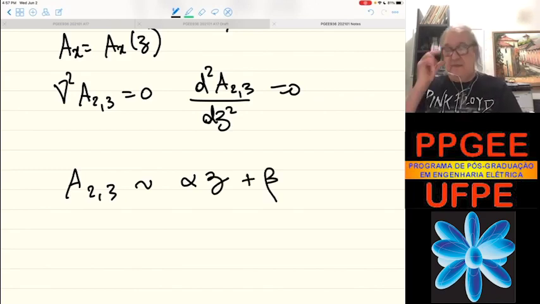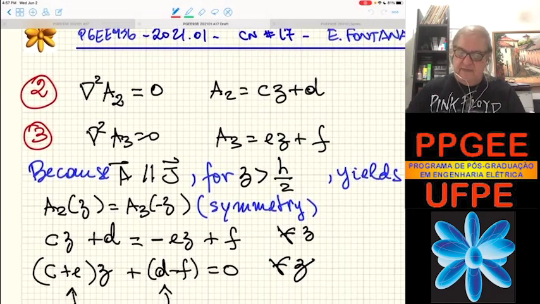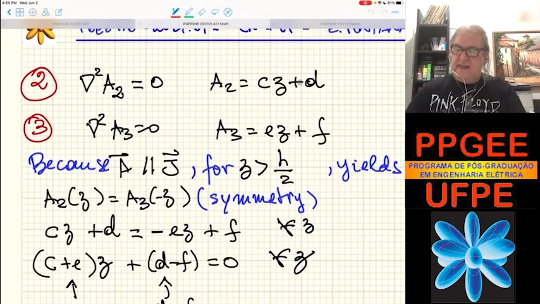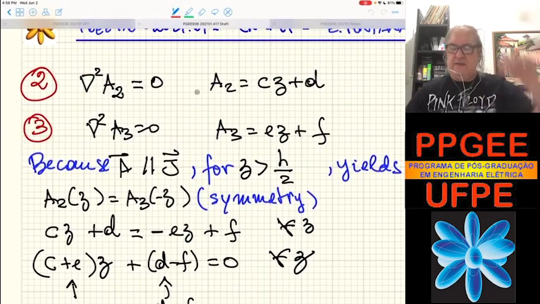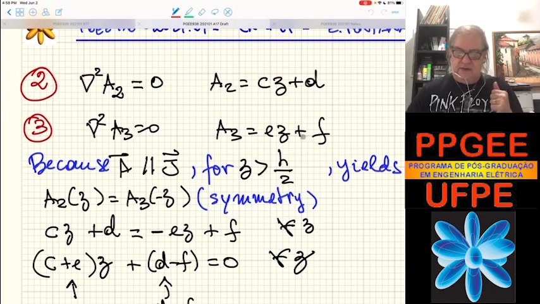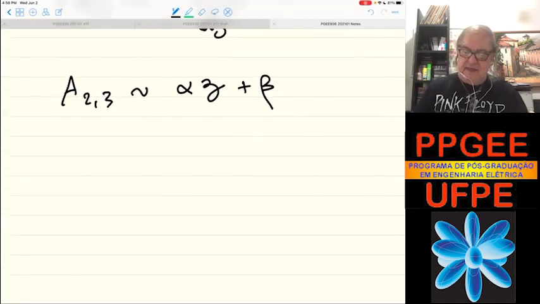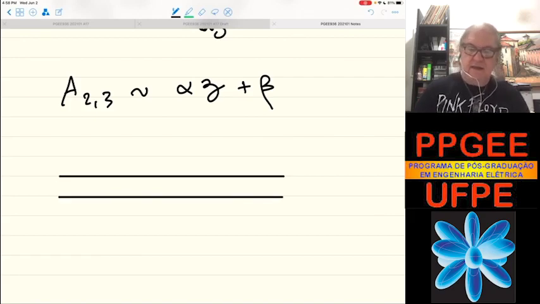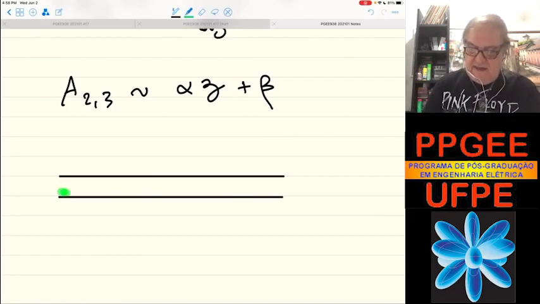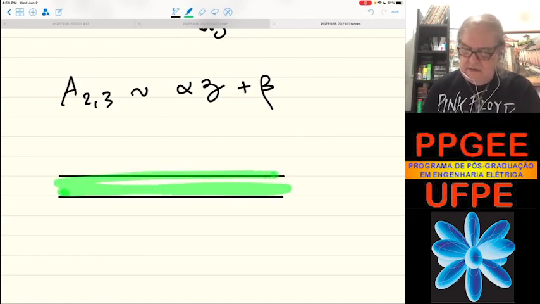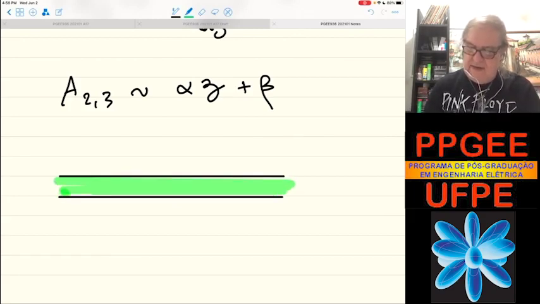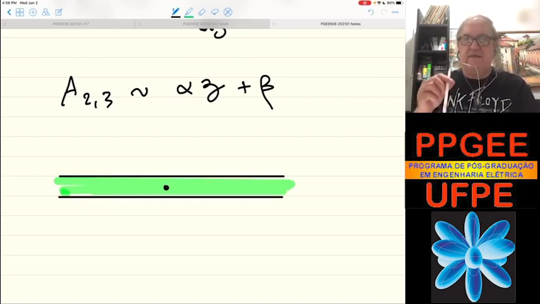Linear function of z. So we use the solution with c and d constants on the upper region and e and f constants on the lower region. Also, we have to consider the geometry. Let's make it thin like this. That's the lane of current, right? J and A have the same direction, right?